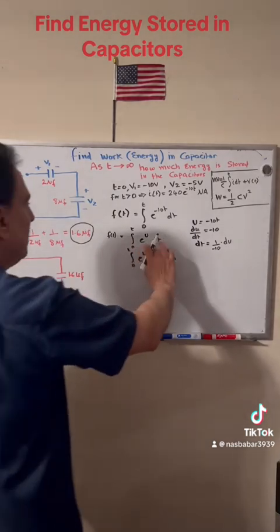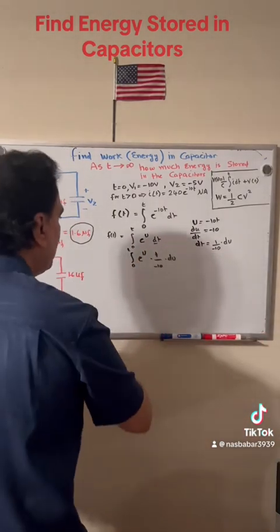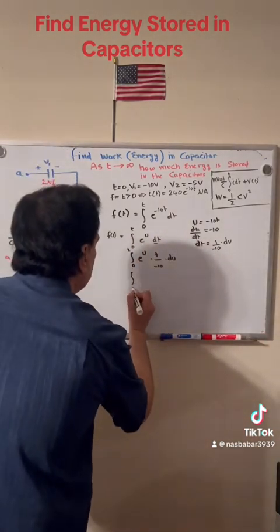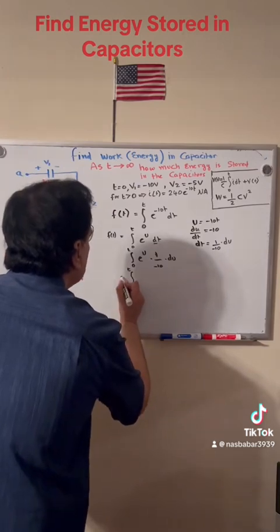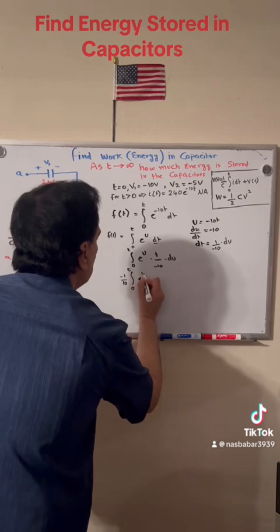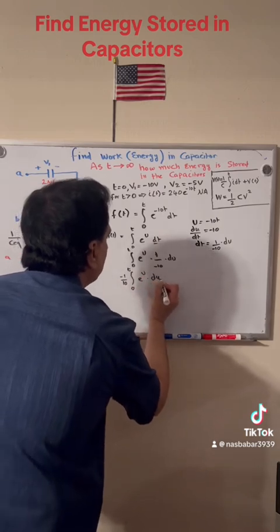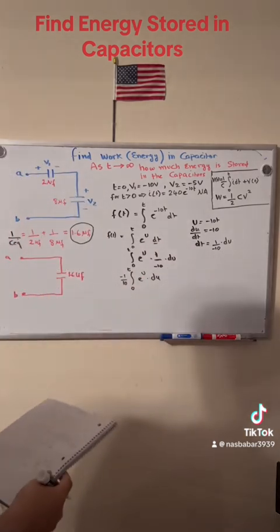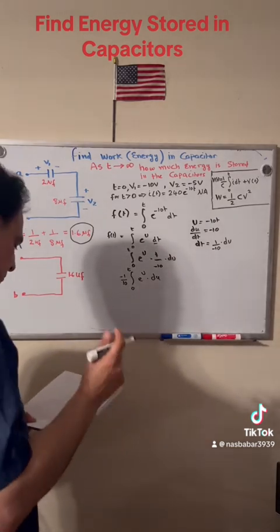Negative 1 over 10 is a constant. We can pull it out of the integral. So then we have negative 1 over 10 times the integral from 0 to t of e^u du. Now solving this should not be hard at all.